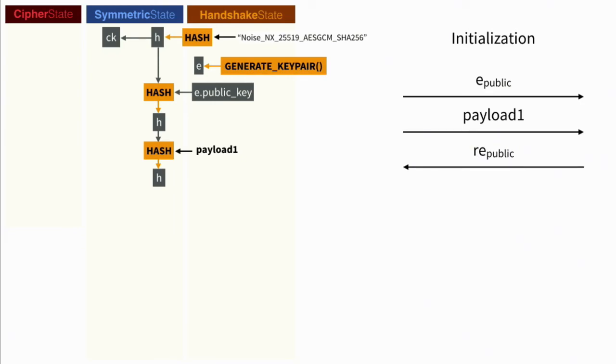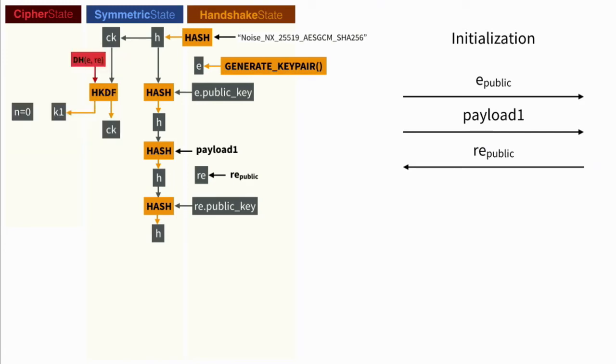Now the server, it's its turn, sends a remote ephemeral public key. So we store that somewhere, and we absorb that. Now we can do a Diffie-Hellman key exchange, and we put the output into HKDF, which is a key derivation function, with the CK value, this chaining key. It gives us the next chaining key and a key that we can use to encrypt. So you can see here, the chaining key is really used to generate encryption keys.